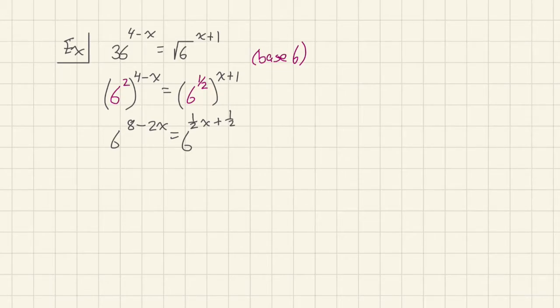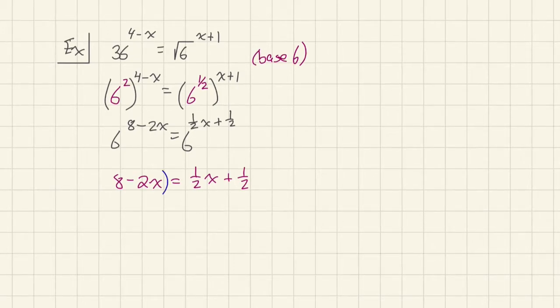Now that the bases are exactly the same, the one-to-one property kicks in. If the bases are the same, the exponents have to be the same. So that generates this equation. It's not that we're canceling the 6's. We were just recognizing the powers have to be equal. Now personally, I'm not a fan of fractions, so I would go through this and multiply everything by the common denominator, which is 2. And that way you don't have to work with fractions at all.